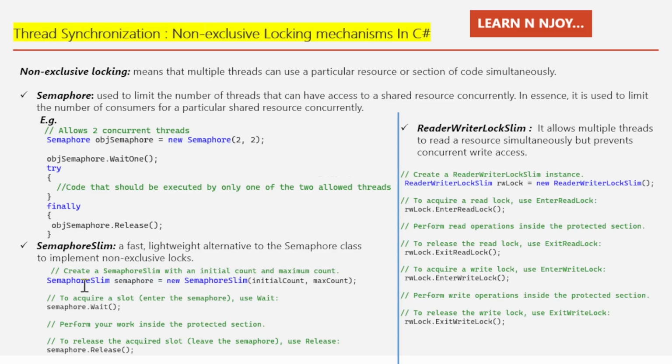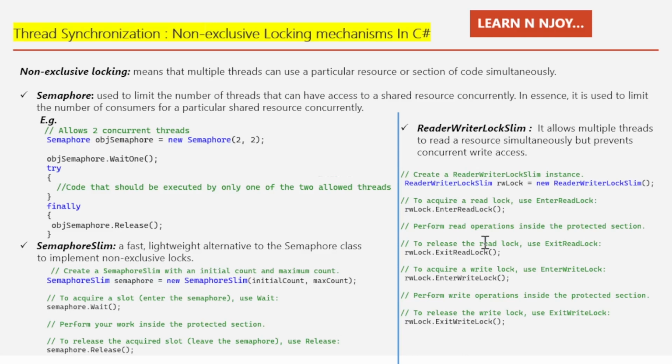Right? So once we create this object, we can acquire a slot. How are we going to acquire a slot? With the help of the Wait method. So we need to write semaphore.Wait. Once we have acquired a slot, we need to perform some work inside the protected section. Then when our work is done, we can release the acquired slot. How are we going to release it? We are going to use the Release method. So we need to write semaphore.Release. That's how we are going to leave the semaphore from this point. So that's how we are going to use the SemaphoreSlim in a C# program.